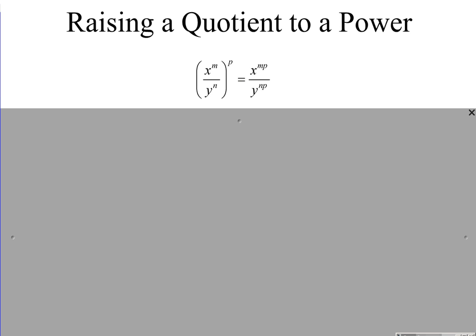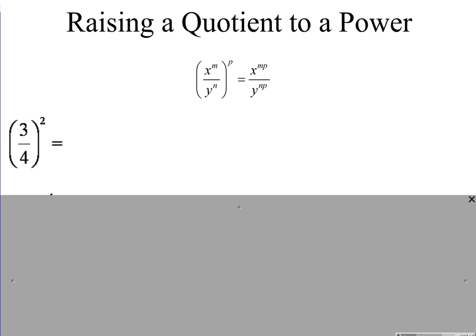Raising a quotient to a power. Basically the same rule that we just talked about. If I have a quotient inside, I need to take the exponent on the outside and apply it to every single exponent on the inside. This only applies for products or quotients, though. If there's an addition or subtraction in here, you cannot use that rule. So we get x to the mp over y to the np.